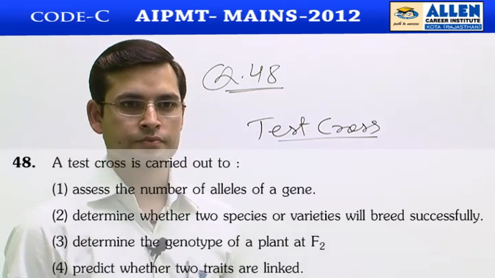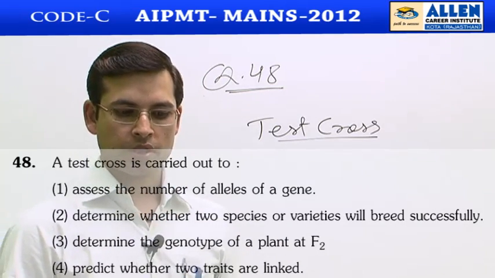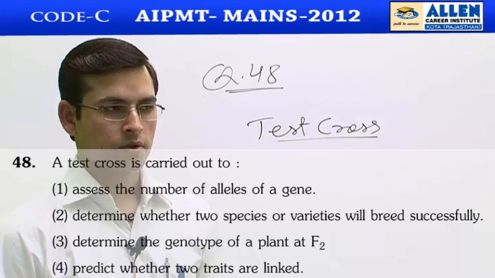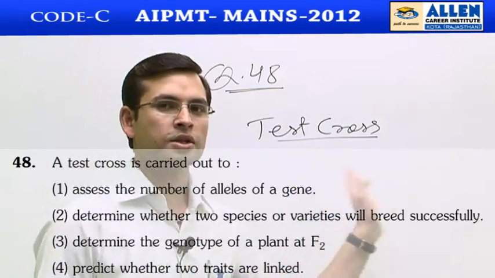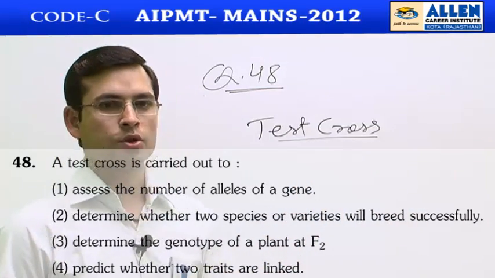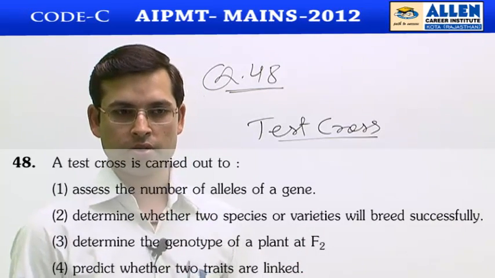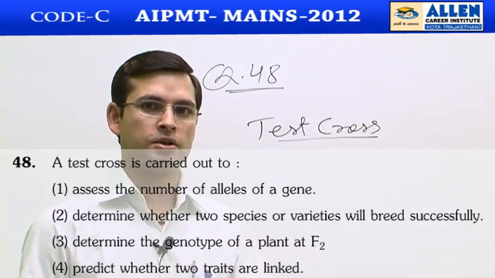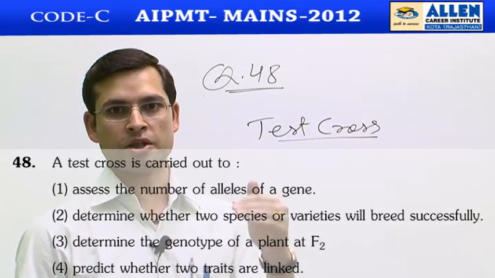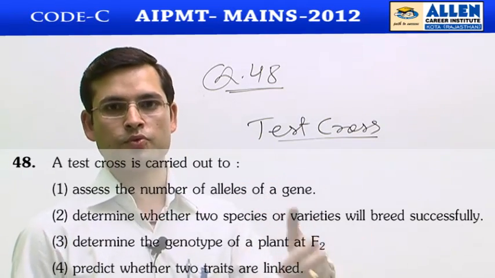Question 48. The 48th question is, a test cross is carried out to... Test cross is the very fundamental cross of genetics. This cross is used to find out the genotype of any organism having a dominant character, and it can be performed at any level, means any generation, maybe at F1 generation, at F2, whatever.